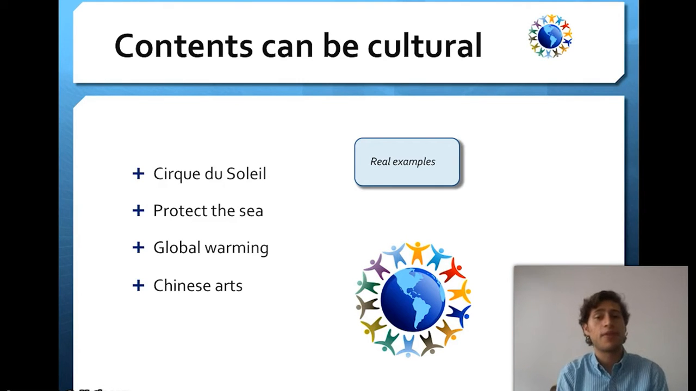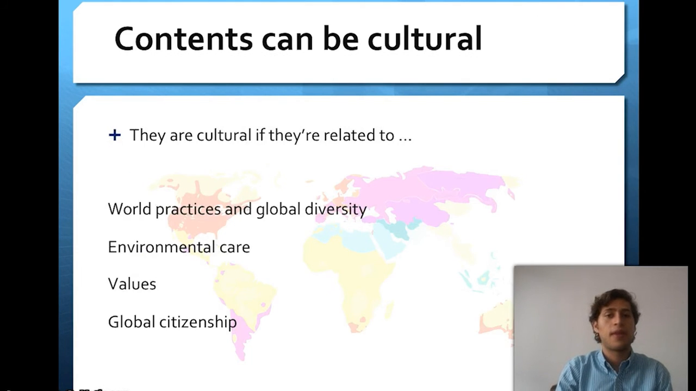Here are some examples. Students could, for instance, be learning about the Cirque du Soleil, about protecting the sea, about global warming, Chinese arts, which are actually real examples taken from real books that some Bethlehemite schools are using in their contexts. Contents can be cultural, then, if they are related to world practices, global diversity, environmental care, if the topic is related to values, or even to global citizenship.